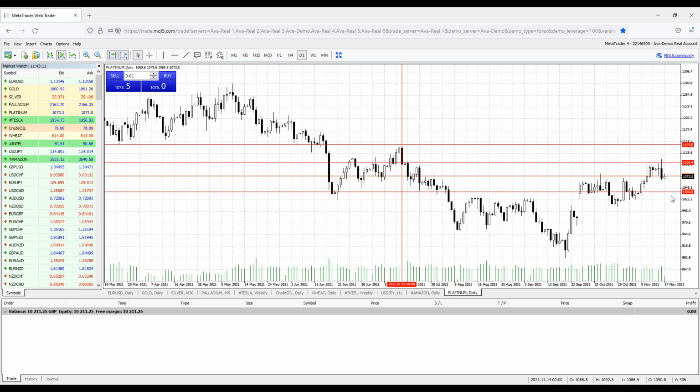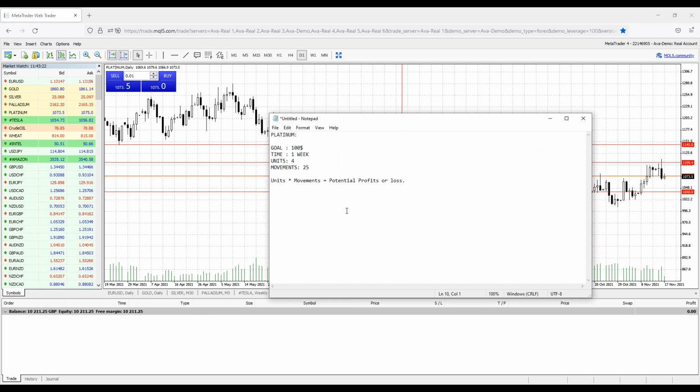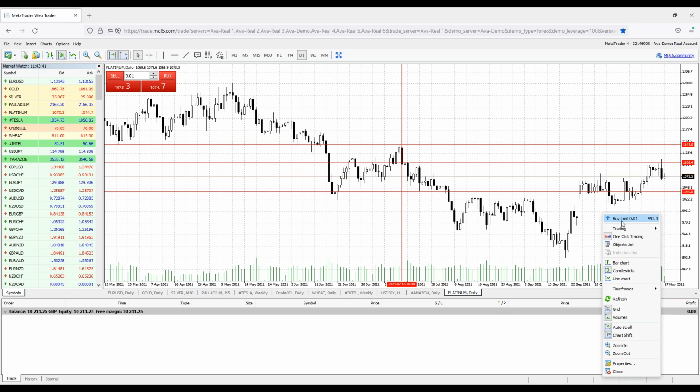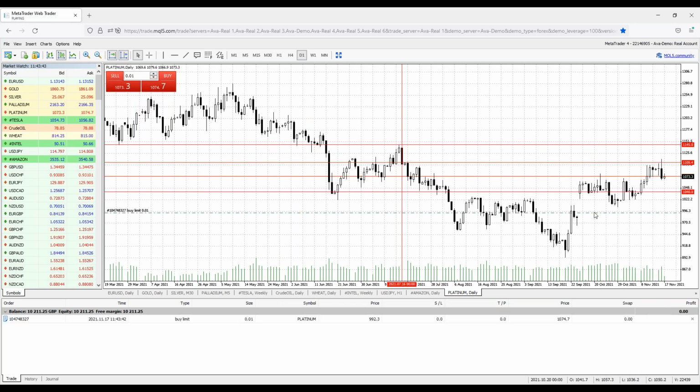If I want to buy here at 1040, and I'm aiming for a buy because I like this consolidation area between 1040 and 1070, I think it's safer. So my goal for entry became 1040. If I do this, it's going to give me a buy limit, and I can put the buy limit here.